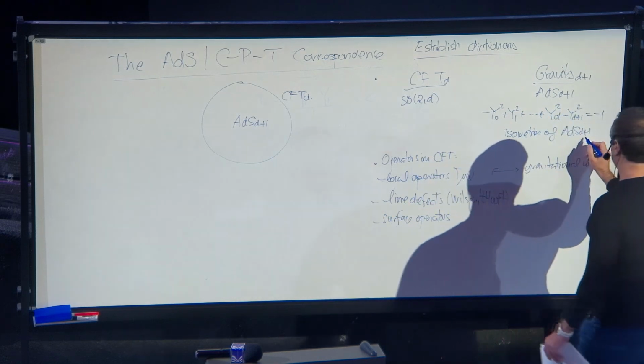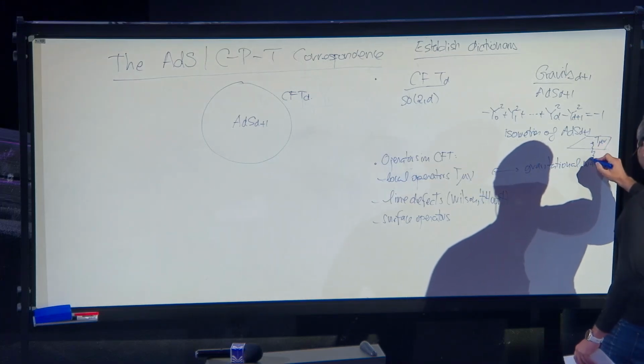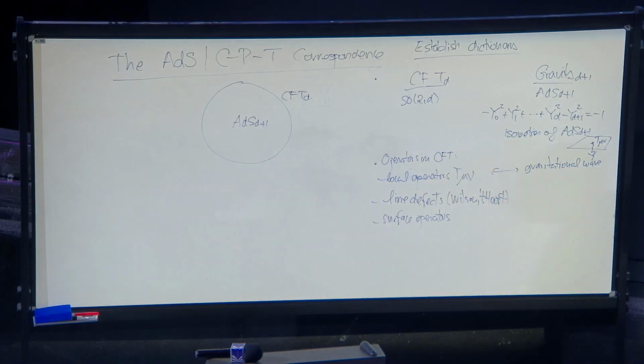So for example, if this is the boundary of AdS, and I insert the energy momentum tensor, this will produce some gravitational wave that will propagate inside AdS.